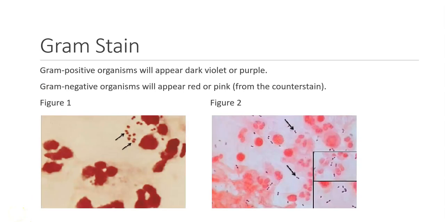You've all taken basic microbiology, so you should be intimately familiar with the terms gram-positive and gram-negative. A gram-positive organism will appear as dark violet or purple, as indicated at the arrows in Figure 2. Gram-negative organisms will appear red or pink from the counter stain, as illustrated in Figure 1. In Figure 1, it's a gram stain of N. meningitidis in cerebrospinal fluid with associated polymorphonuclear cells. On Figure 2, we have a gram stain of strep pneumoniae with white blood cells.